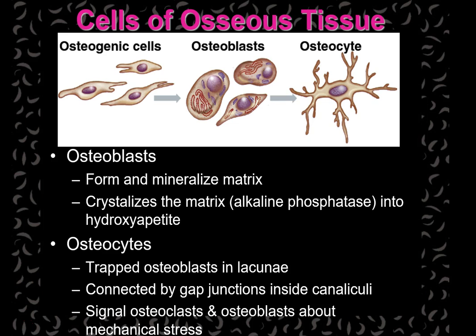Now he's trapped. That little area that he left himself is going to be his lacunae. It's going to be his little cave. And he's no longer going to be a blast and laying down new bone. He's going to become an osteocyte. But he's going to be able to talk to other osteocytes through like the vent work. Like the prison thing where they talk through the toilets and that type of stuff.